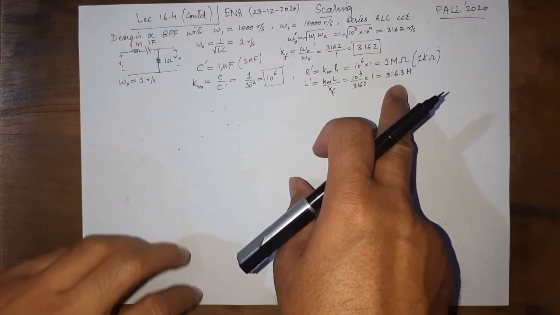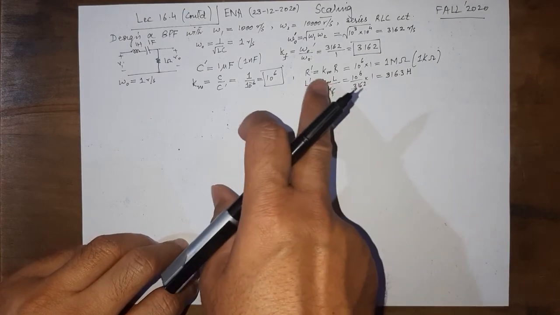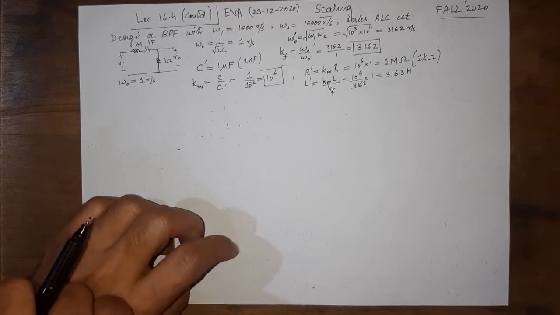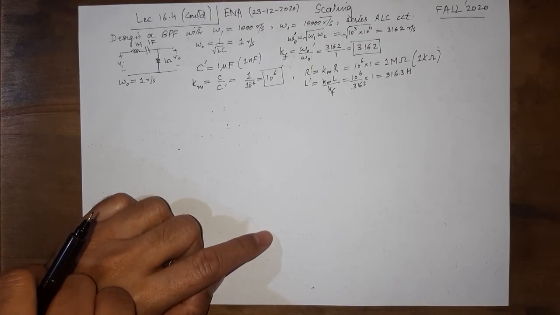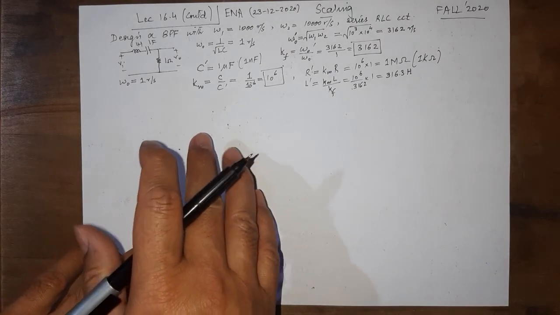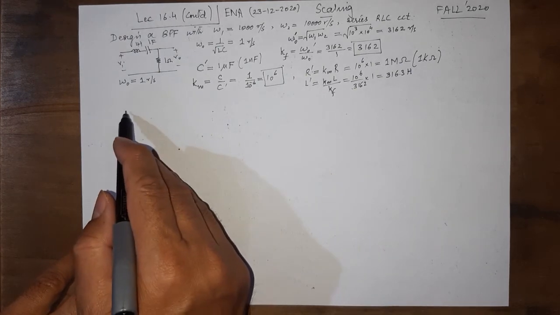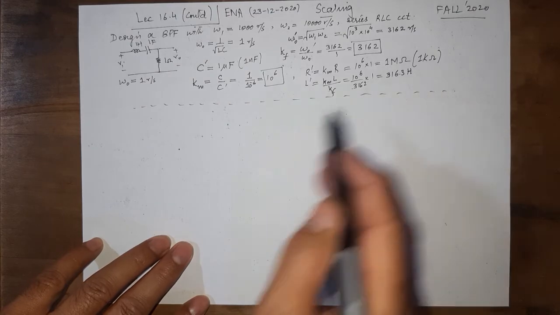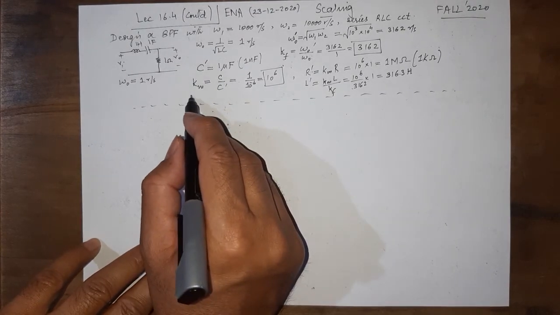This has increased a lot, it is not a practical value at all. There must be some mistake we have done here. Can you try to figure that out? Have you seen that? You should pause it here and try to find the mistake. If you cannot find it, then I am going to show it to you. Here is the mistake.